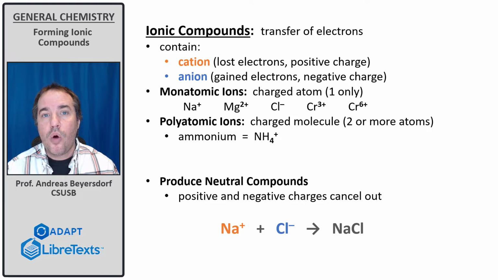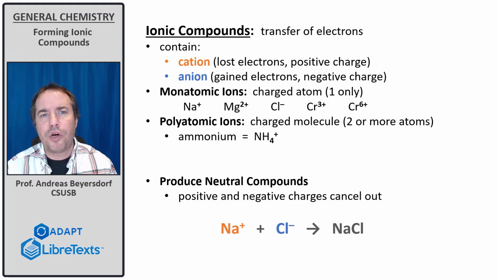These ions can either be monatomic, which means they have one atom, like Na+ or Cl- or Cr3+, or they can be polyatomic. That's when you have two or more atoms forming a molecule, and that molecule has a charge. For instance, ammonium is a nitrogen and 4 hydrogens, NH4, with a positive 1 charge.